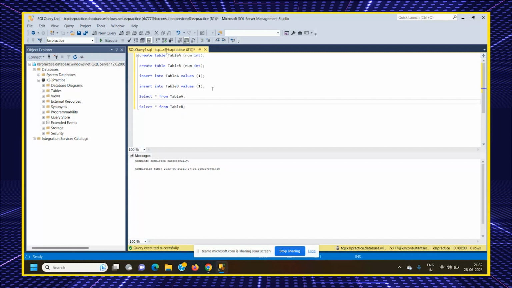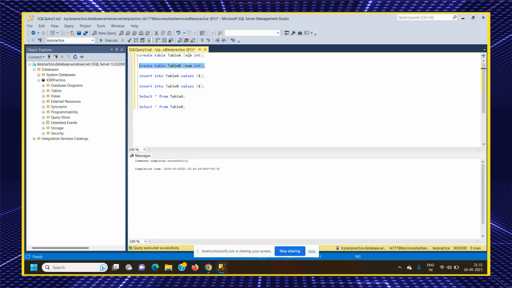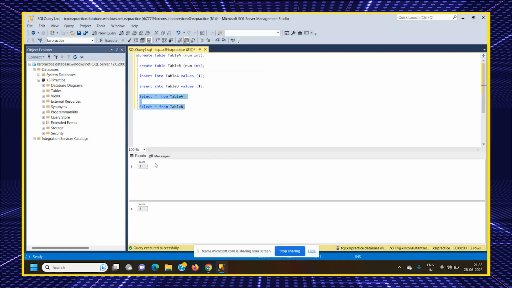So let's assume we have two tables, table A and table B. We'll start by creating those tables here. Both of them have only one column, that is num. It's an integer column. Let's insert one similar record in both the tables. So table A has one record and table B has one record, which is 1 and 1.